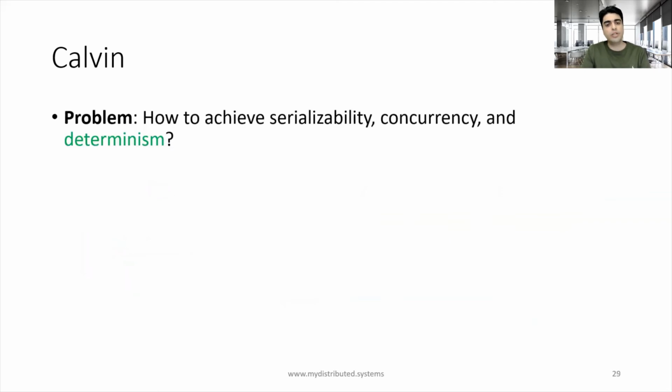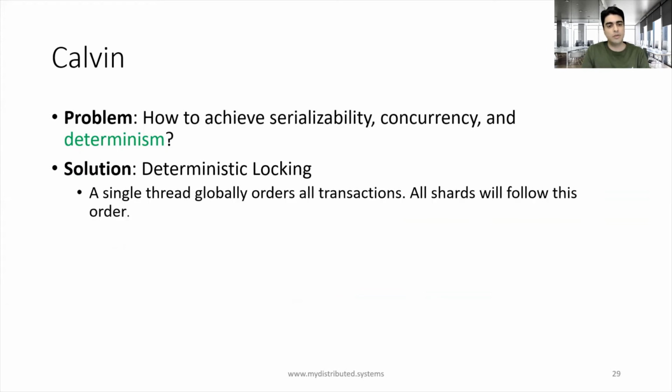But the question is how to achieve serializability, concurrency, and determinism, right? So 2PL, we said, is great because it opens the door for concurrency while keeping serializability, but it is non-deterministic. How can we keep concurrency and serializability and add determinism? And the answer is deterministic locking. We will see the details, but basically in deterministic locking, a single thread globally orders all transactions, and all shards will follow this order.